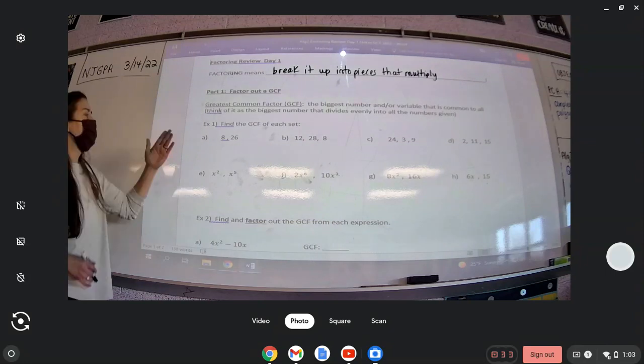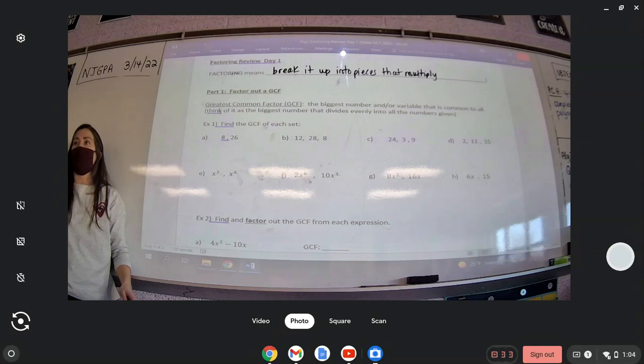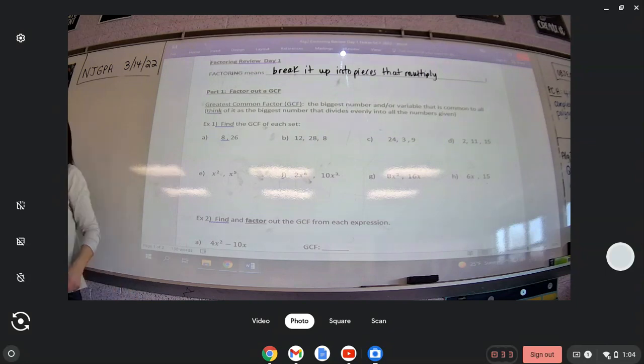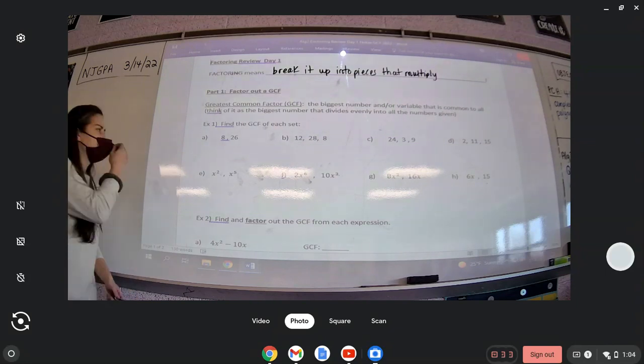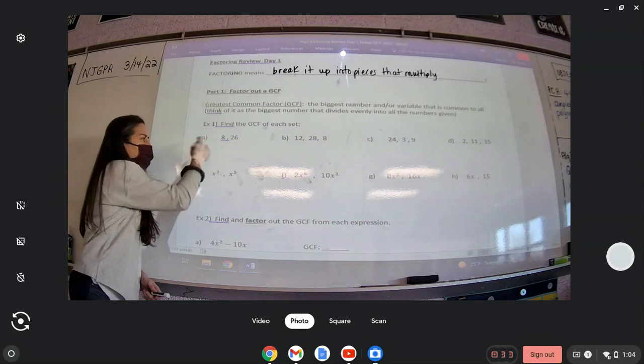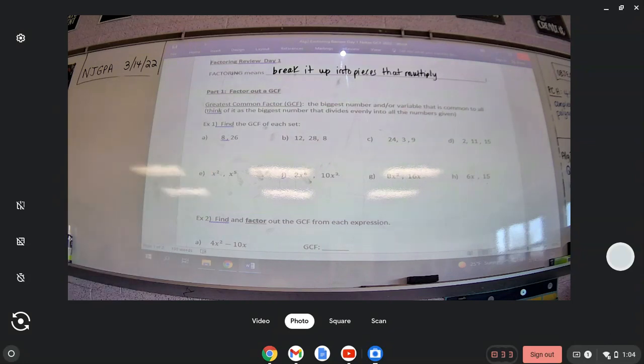All right, here we go. So let's practice finding a greatest common factor first before you're asked to factor using it. So guys, if I give you the two numbers 8 and 26, and I ask you, what is their greatest common factor? I literally say to myself, what is the biggest number that divides evenly into both 8 and 26? It is 2. 4 does not divide into 26.